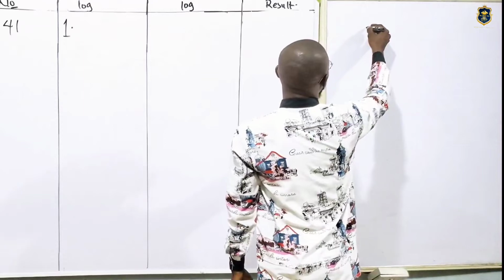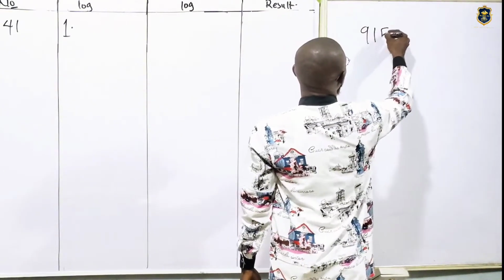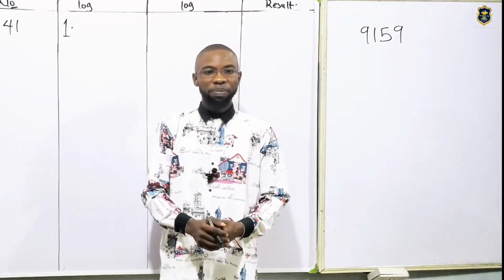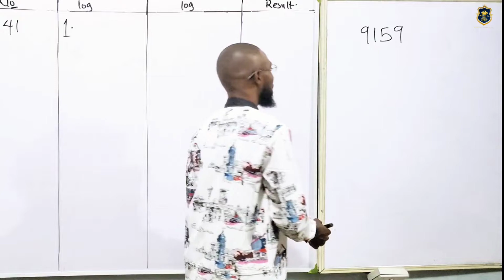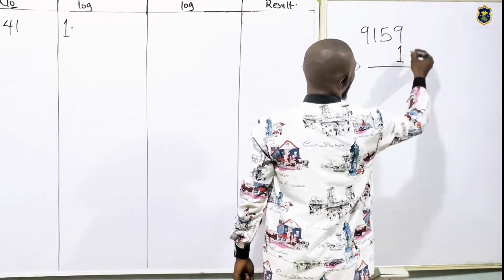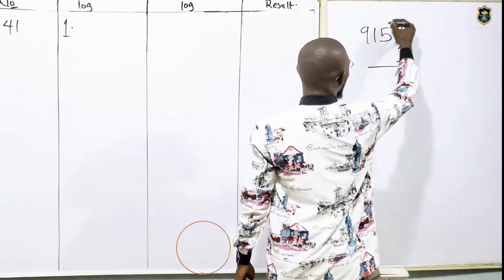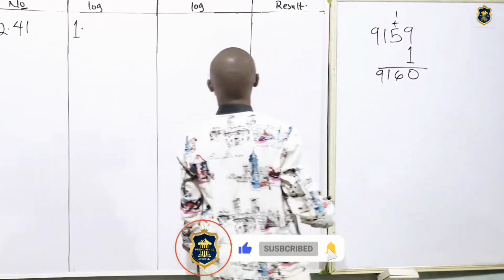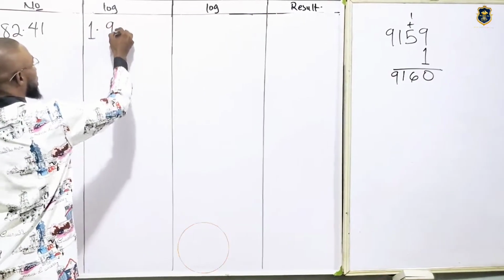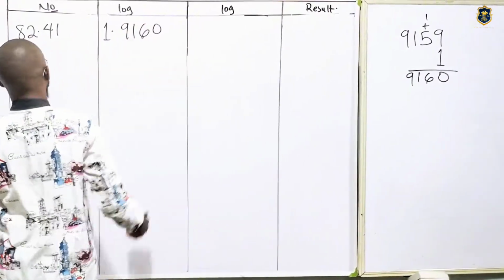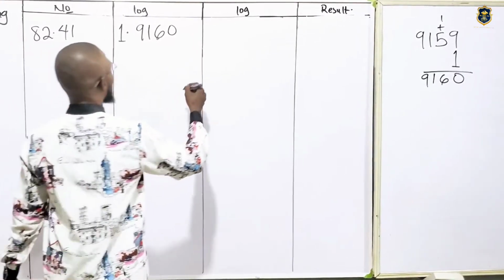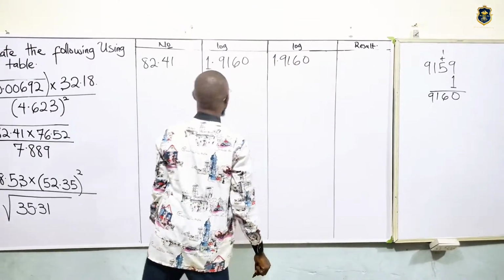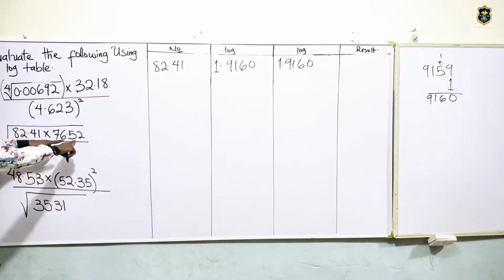You will discover it is 9159. And if you check the difference 1, what did you have? You see that in difference 1, it is 1. So 1 plus 9 is 10, 0 carry 1. Adding down 1 here, 1 plus 5 will give us 6. This is 1 and this is 9. So what we have here is simply 9160. Right? Same thing here, we're not adding anything, so we just have 1.9160.